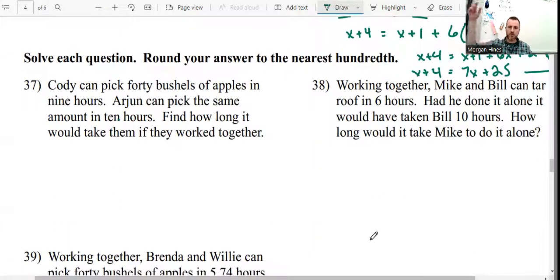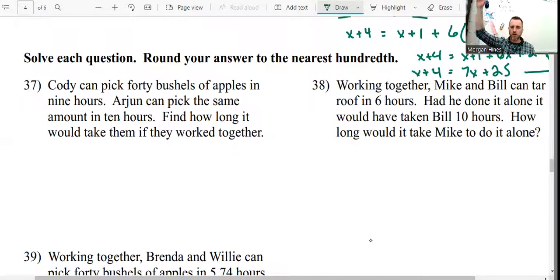So let's say that Cody can pick 40 bushels of apples in 9 hours. Arjun can pick the same amount in 10 hours. Find out how long it would take them if they work together. So let's say these two guys both work in the same industry and they know how fast they pick apples. And they have a job that they have to do, but they can work together this time.